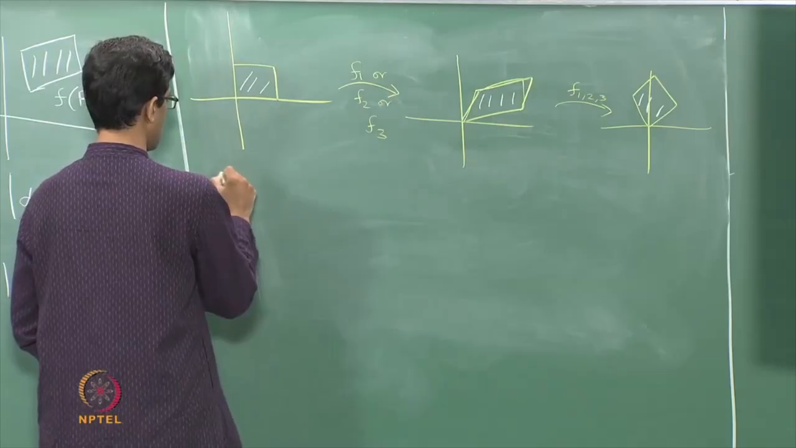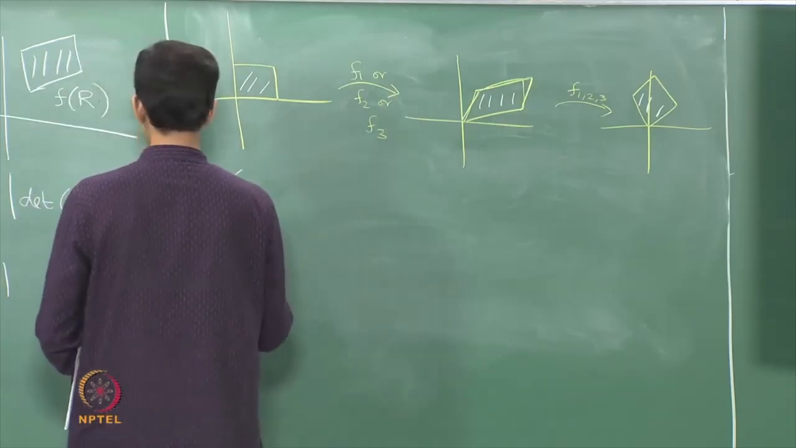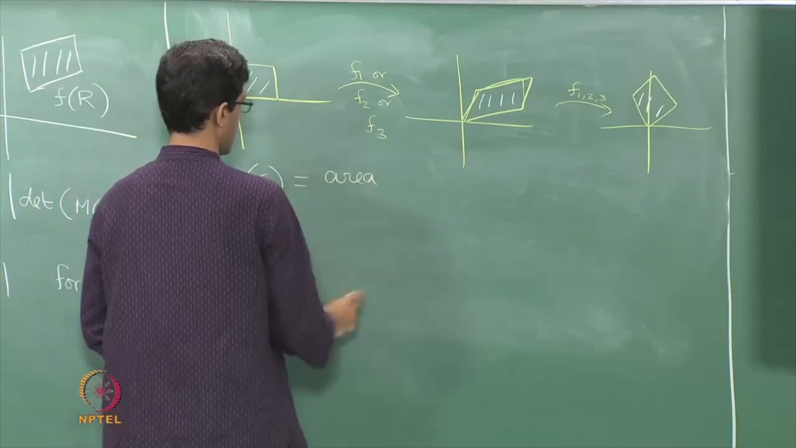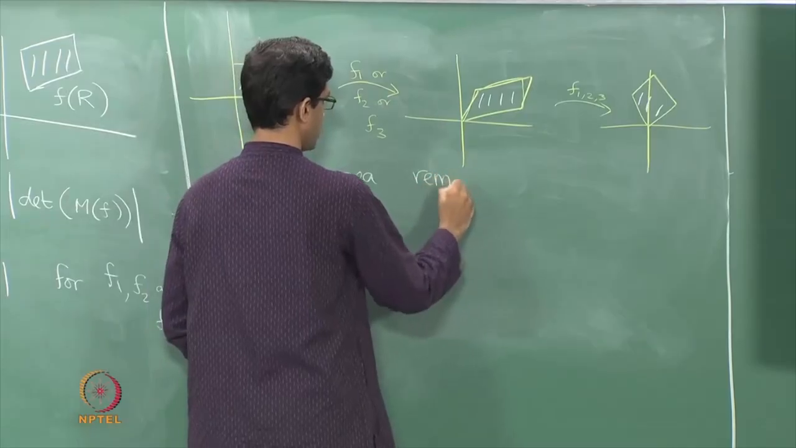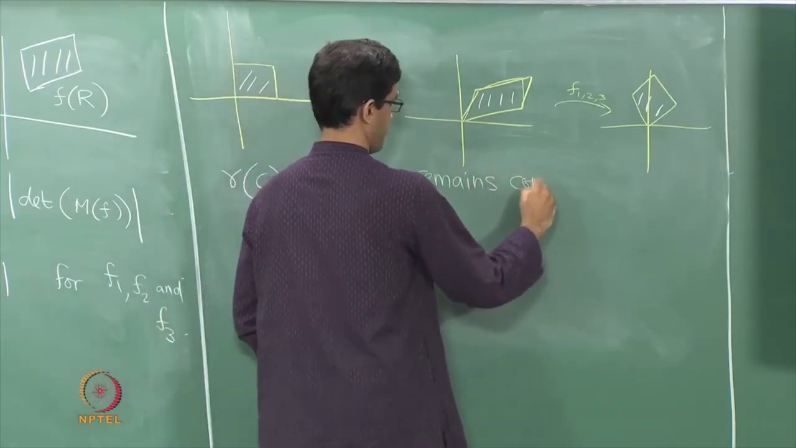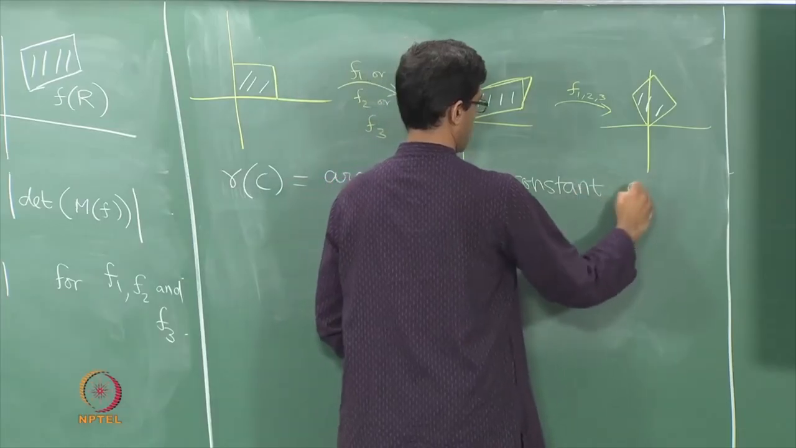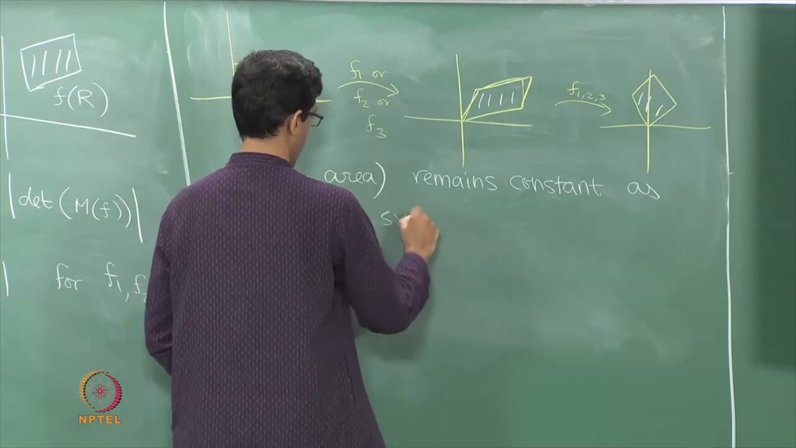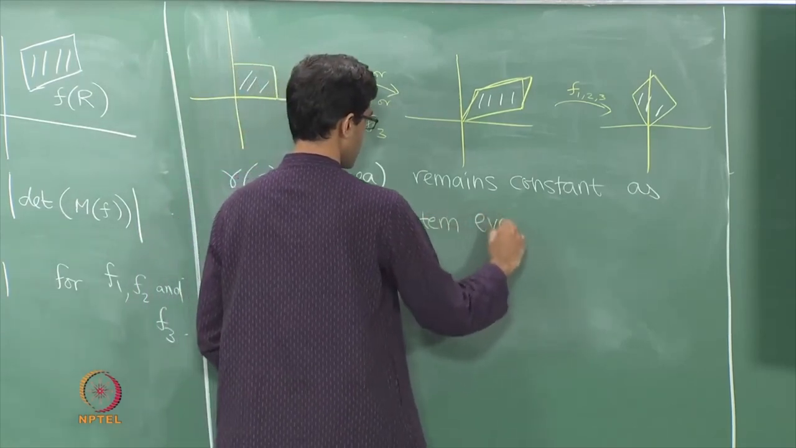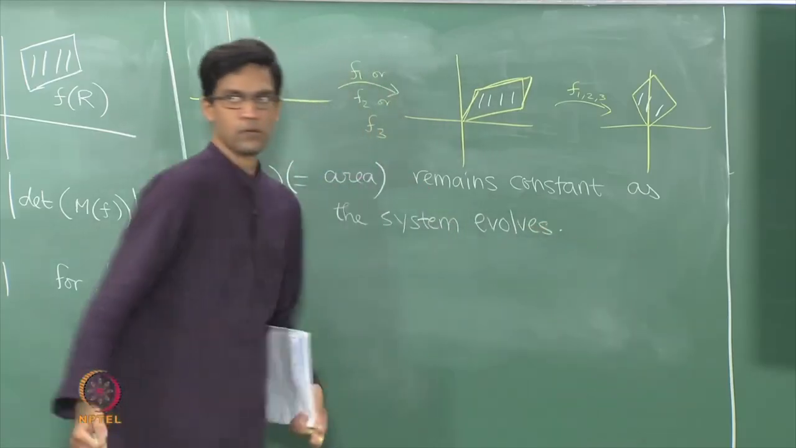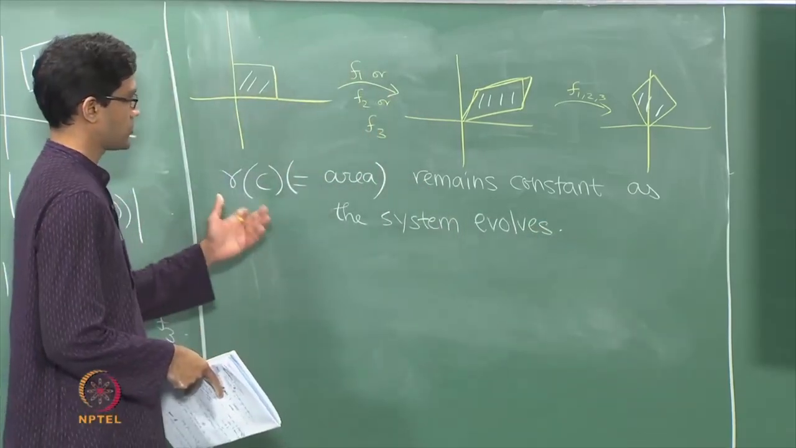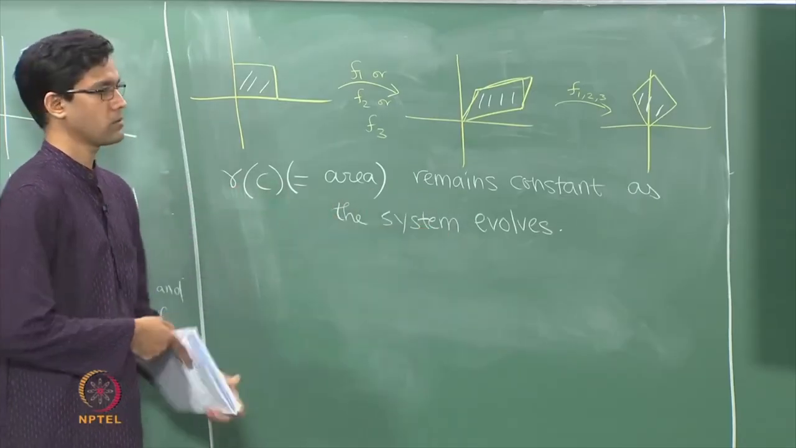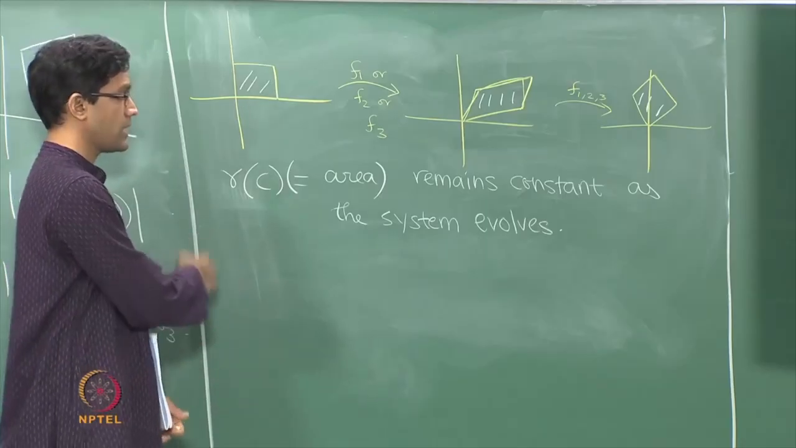Okay, so observe that gamma of C, we just said it's the area of the parallelogram. So gamma of C, which is the area in this case, remains unchanged. It means it's constant as the system evolves. Okay. So let's use this to answer the question again. So here's the conserved quantity for this evolution rule. Okay. So as the system evolves, the area remains a constant.